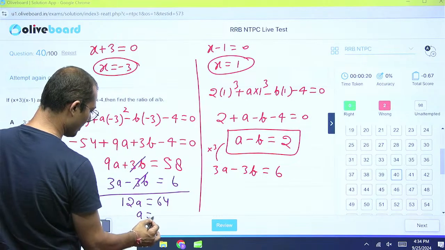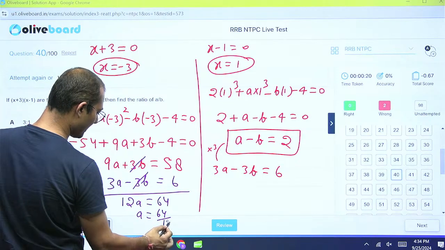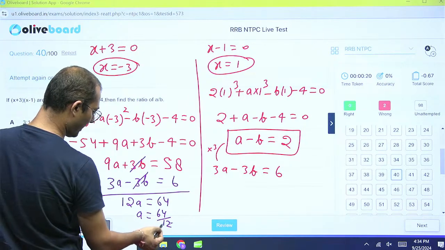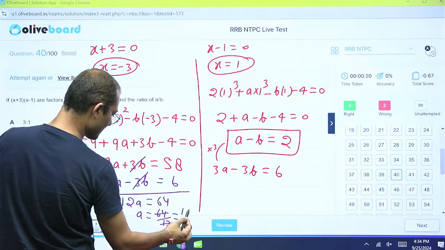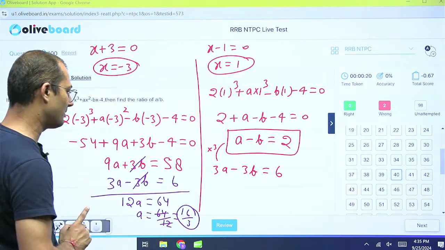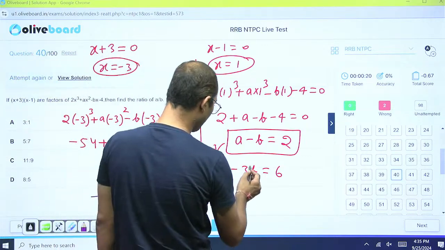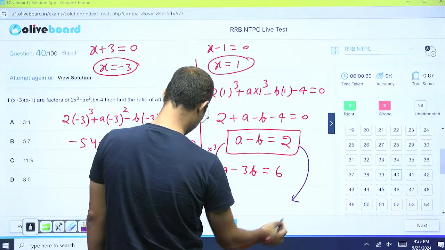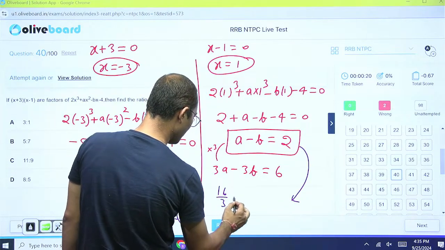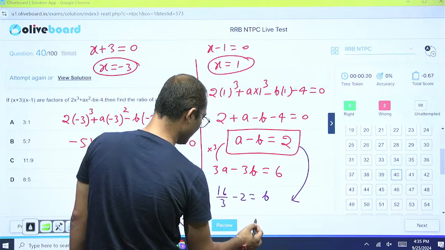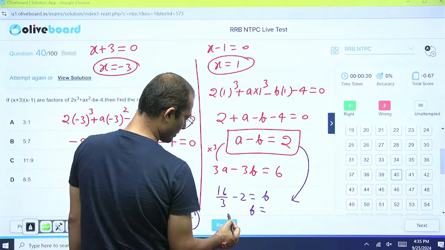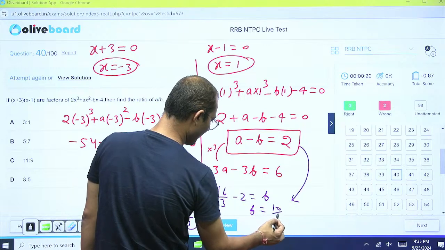So a would be equal to 64 divided by 12, right? So we will get the value of a. Here we will get 16 divided by 3. So the value of a would be 16 divided by 3, and the value of b we will get from here. So the value of b would be equal to 16 divided by 3 minus 2, that is 10 divided by 3.